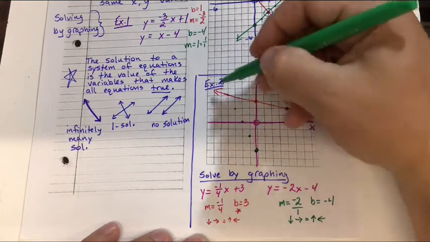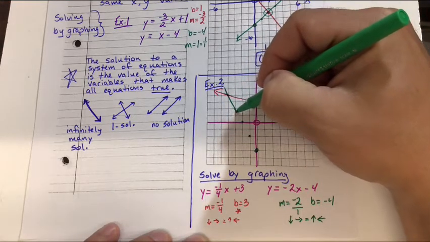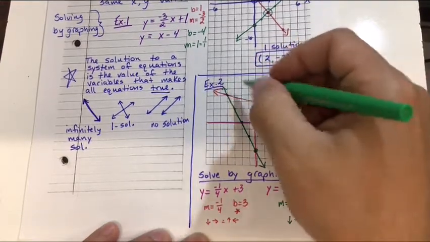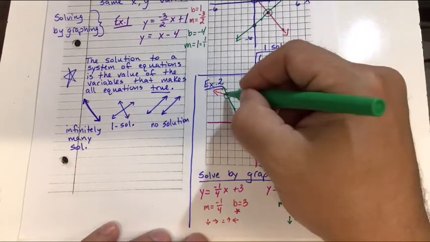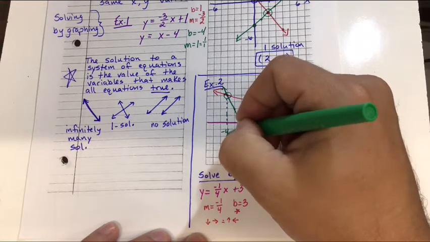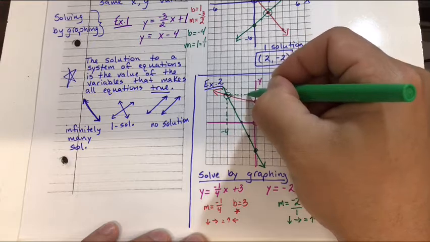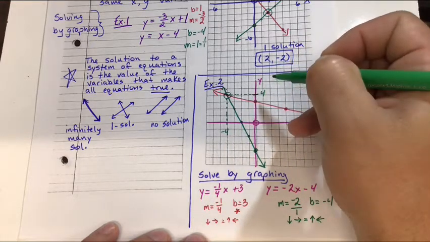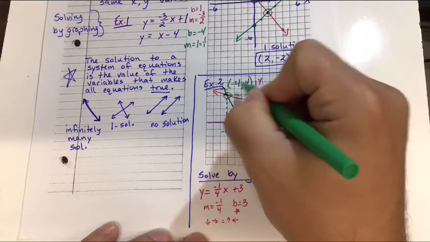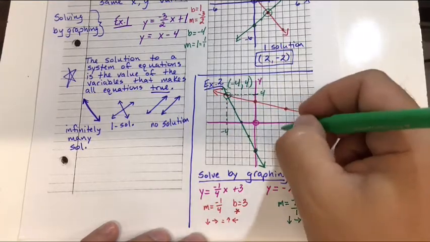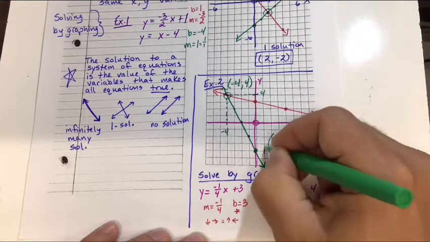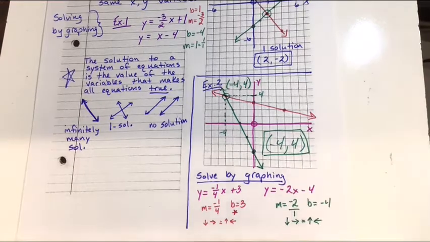So I'm going to keep doing that, and what I notice is that these two lines cross all the way up here in quadrant 2. Remember, this is quadrant 2, right here at that point. Well, that point has an x value of -4, and it has a y value of +4. So the ordered pair for that point is -4, 4. So the solution to my system, I'm going to write it again for you here, is negative 4, comma 4. That's the one point where the two lines cross. So that's your solution.